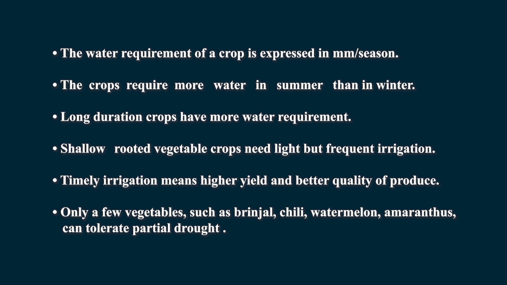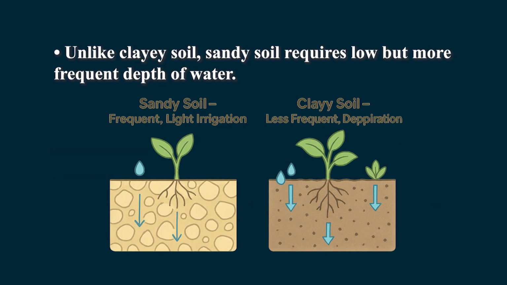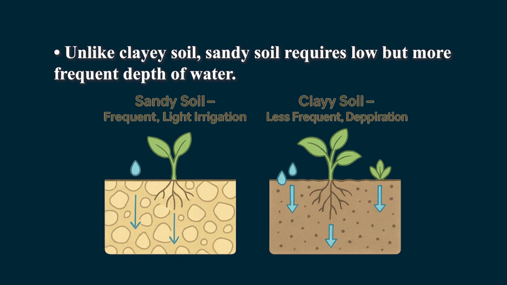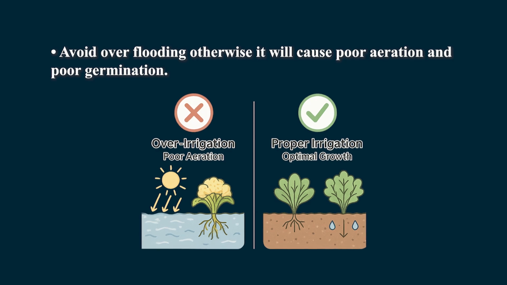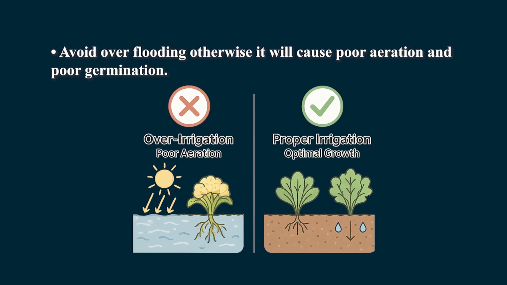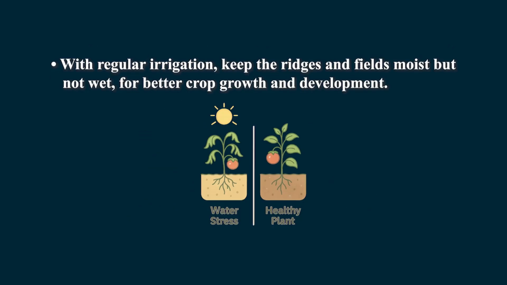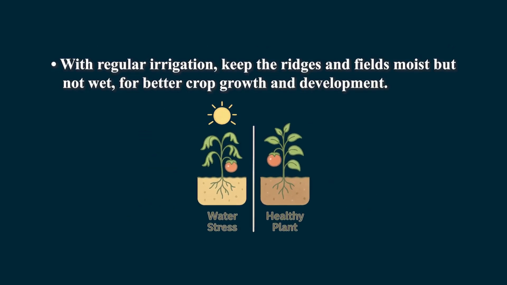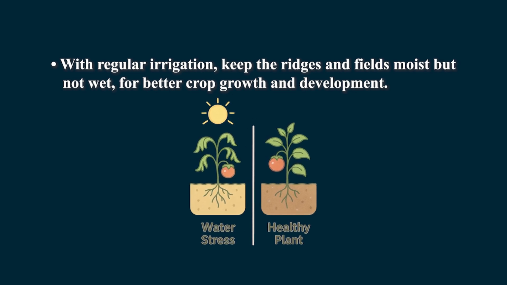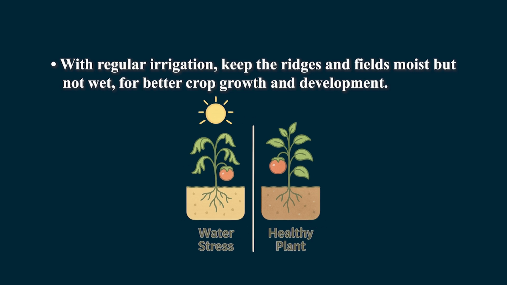Only a few vegetables such as brinjal, chili, watermelon, amaranthus can tolerate partial drought. Unlike clayey soil, sandy soil requires low but more frequent depth of water. Avoid overflooding, otherwise it will cause poor aeration and poor germination. With regular irrigation, keep the ridges and fields moist but not wet for better crop growth and development.